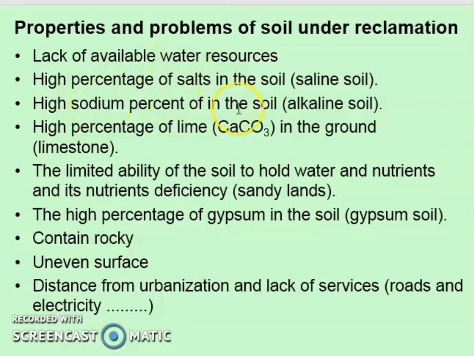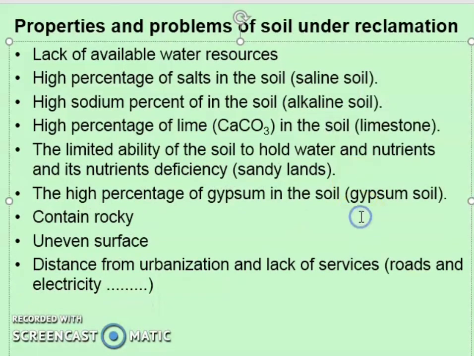The second one is a high percentage of salts, especially in arid and semi-arid regions, a high sodium percentage, and a high percentage of lime, calcium carbonate. Then the limited ability of the soil to hold water and nutrients, like sandy soil. The high percentage of gypsum, like gypsiferous soil, containing rock, a rocky area, and this is not easy to cultivate actually. Uneven surface, then distance from urbanization and lack of services, roads and electricity. So these are the most important points you may face during cultivation.